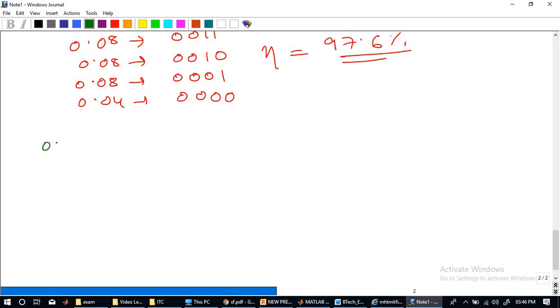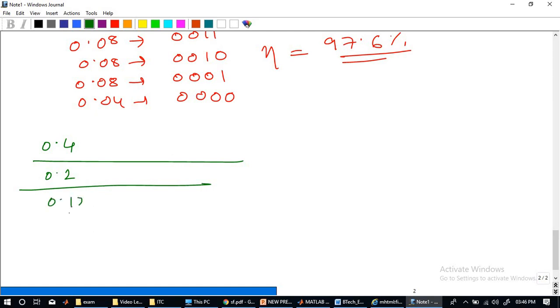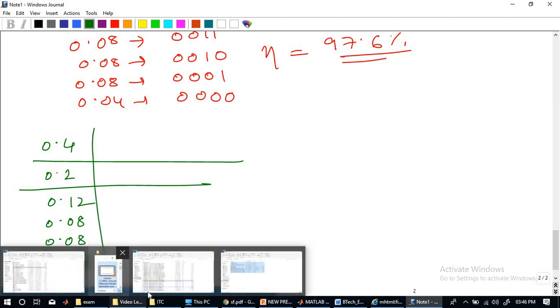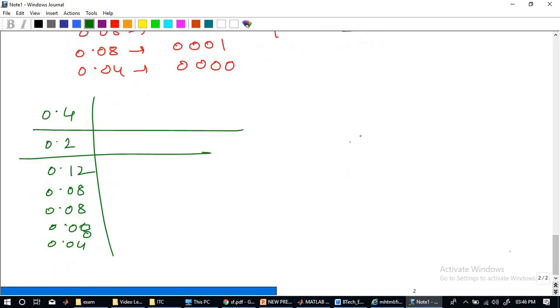Okay, now you are experts in doing it. 0.4, 0.2, 0.12, 0.08, 0.08, 0.08, 0.04. Ternary operation demands that we take 3 partitions. So naturally, if you have 3 partitions, you have zeros, ones and twos. So we'll divide it in this way. We'll put this as 0, put this as 1 and put everything else as 2.